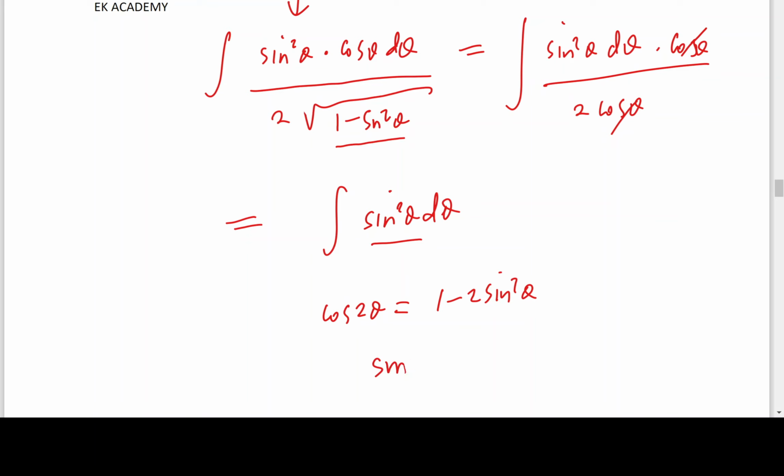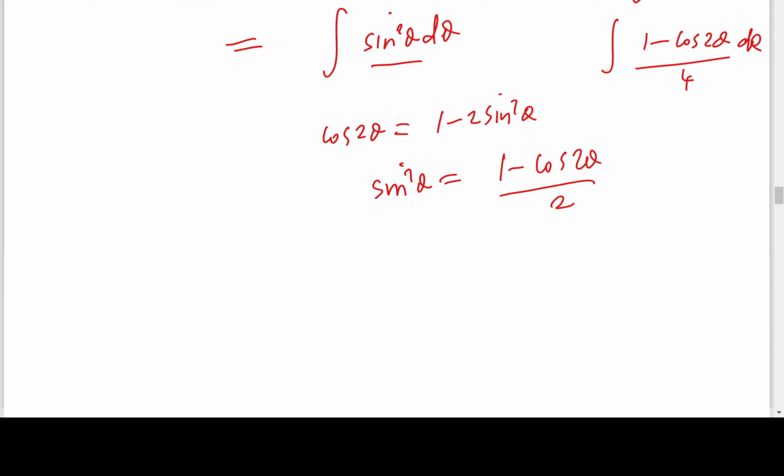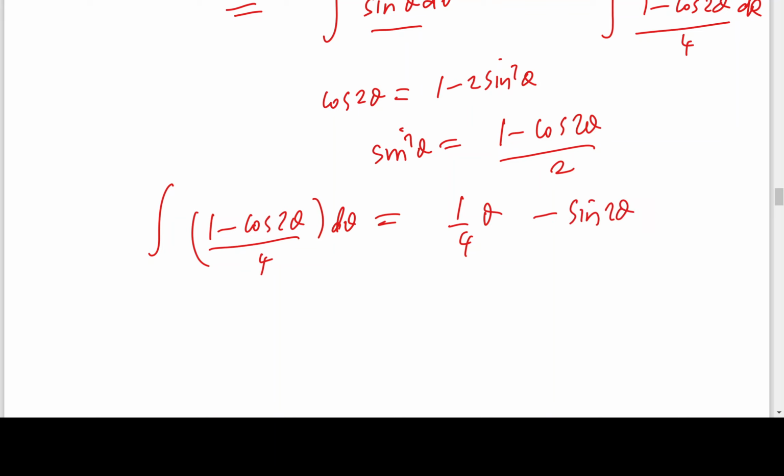So we can say that sine squared theta, dear students, is 1 minus cosine 2 theta over 2. So now this integral here will be the integral of 1 minus cosine 2 theta over 2, which is over 4, d theta. It will be 1 over 4 theta minus sine 2 theta over 8 plus constant.